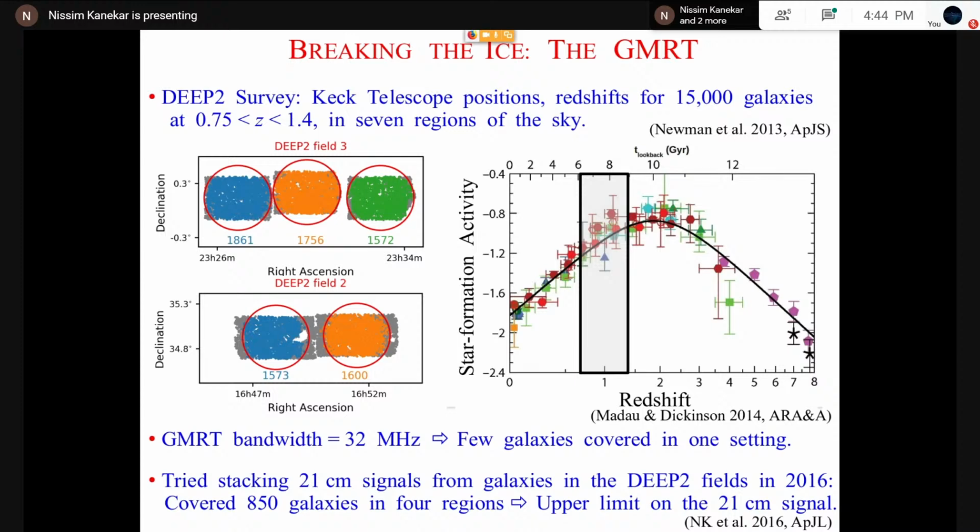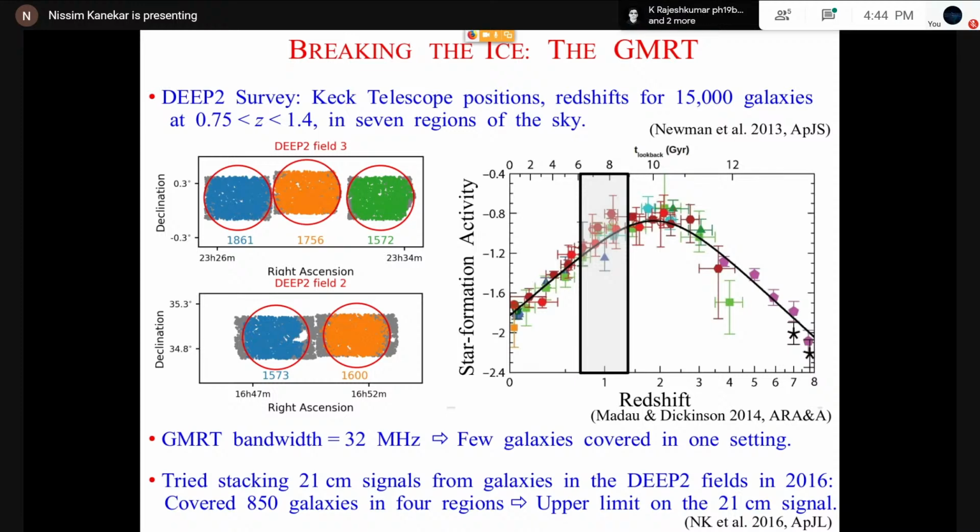And so what we did about 5-6 years ago, along with Shiv Sethi and Dwarkanath from the Raman Research Institute, we tried to stack the 21 centimeter signals from the galaxies in the Deep 2 fields using the old GMRT. And we basically could cover 850 galaxies in 4 regions. So about 220 galaxies in each region.